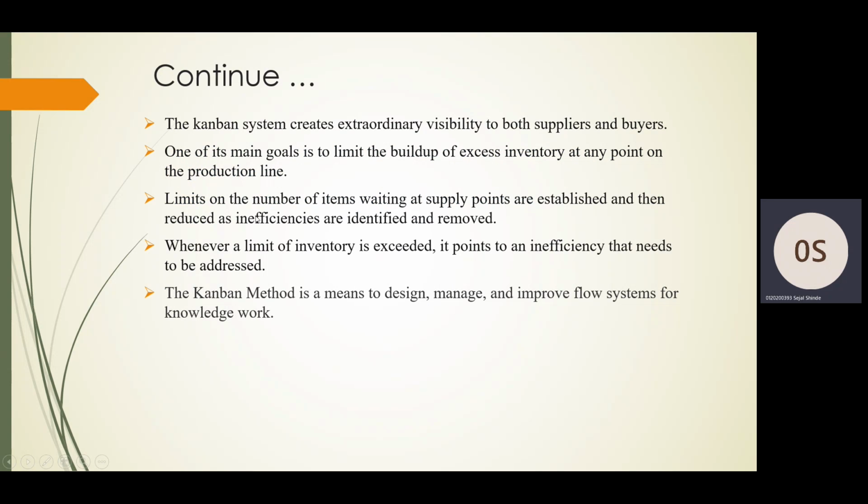The Kanban system creates extraordinary visibility to both suppliers and buyers. One of its main goals is to limit the buildup of excess inventory at any point on the production line. Limits on the number of items waiting at a supply point are established and then reduced as inefficiencies are identified and removed. Whenever a limit of inventory is exceeded, it points to an inefficiency that needs to be addressed. The Kanban method is a means to design, manage, and improve flow systems for knowledge work.